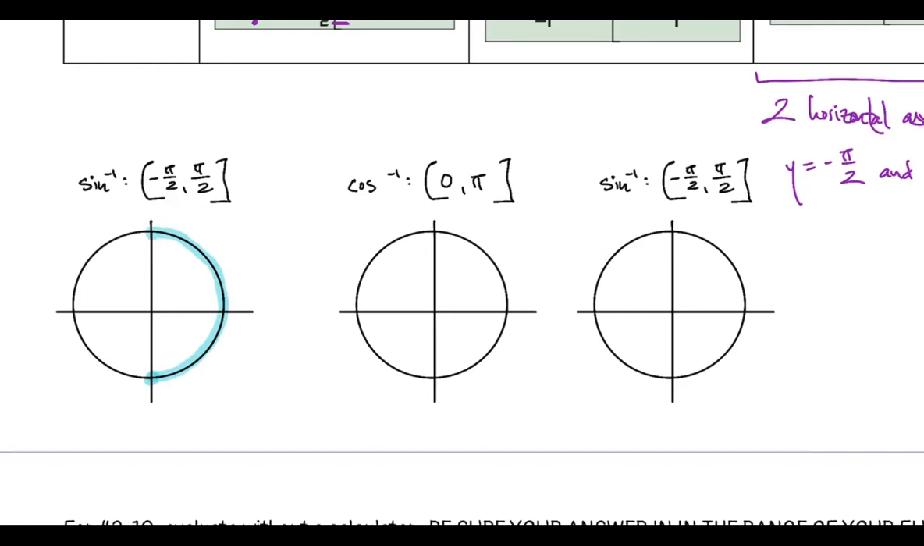Now, if we apply this to inverse cosine, and we know the range is from 0 to pi, where would I start and where would I stop?